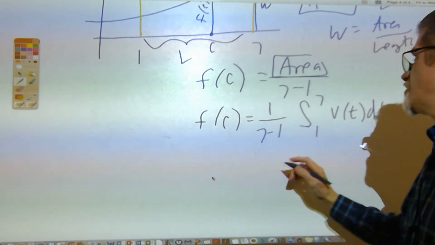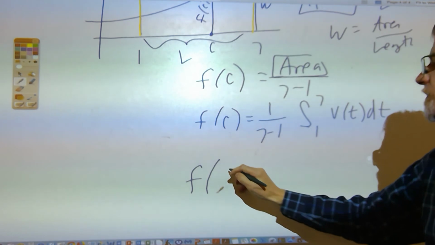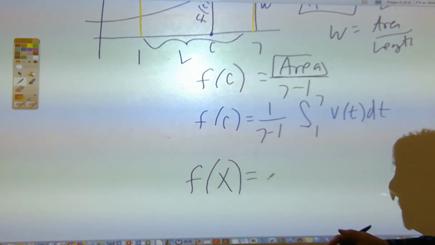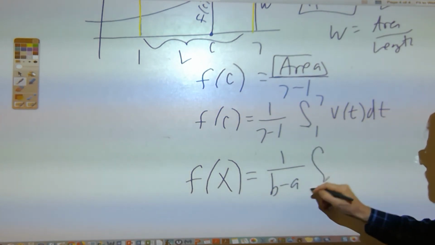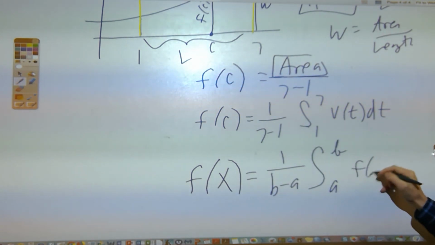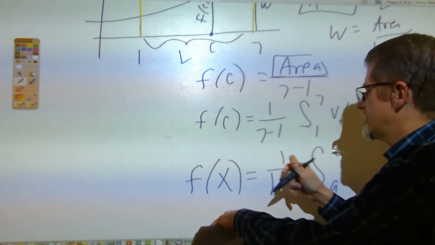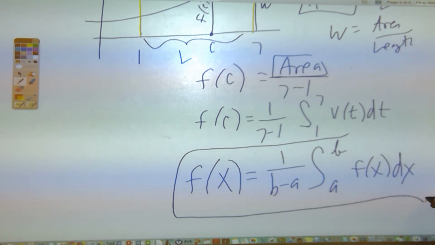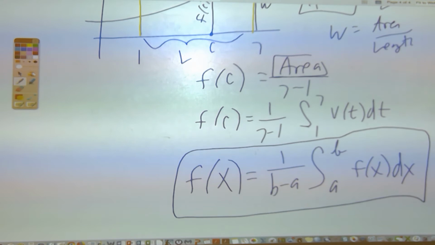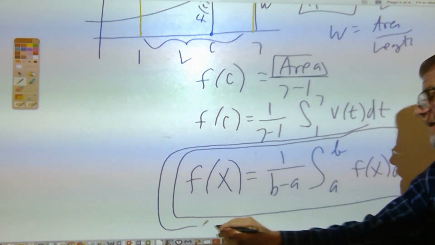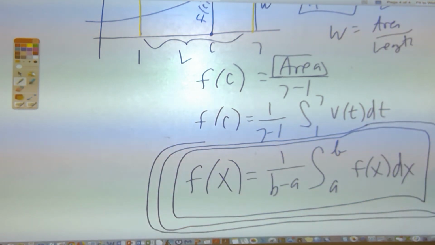The function that I want you to triple box, which is really the answer to the question for the average value: f of x, the average value, is 1 over b minus a times the integral from a to b of whatever the function is dx. It's area divided by length to get the width. You'll be able to see examples of that as you do the homework. It's a pretty straightforward idea, but triple box it because that is the mean value theorem for integrals, also called the average value of a function.